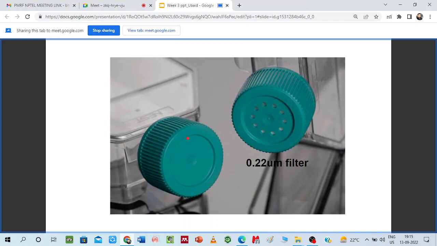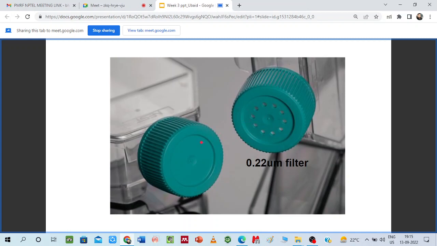So when you open the cap, there is no filter. So CO2 will also go, and maybe microbes or contamination will also go into the flask, and it will contaminate your cells. While these have the 0.22 micrometer filters, and most of the microbes have a size greater than 0.22 micrometer, they will not pass through this filter, so it will prevent the contamination.